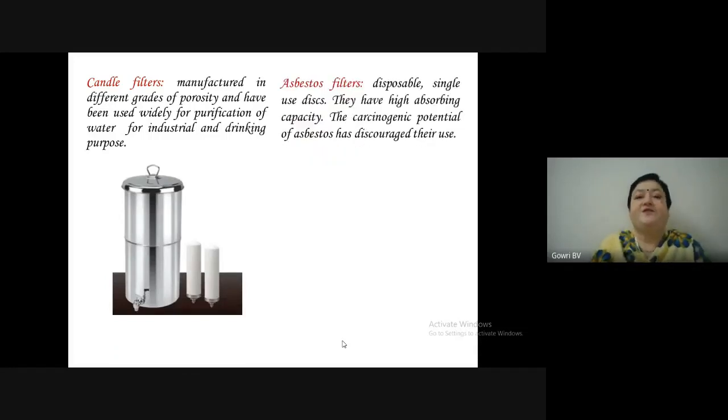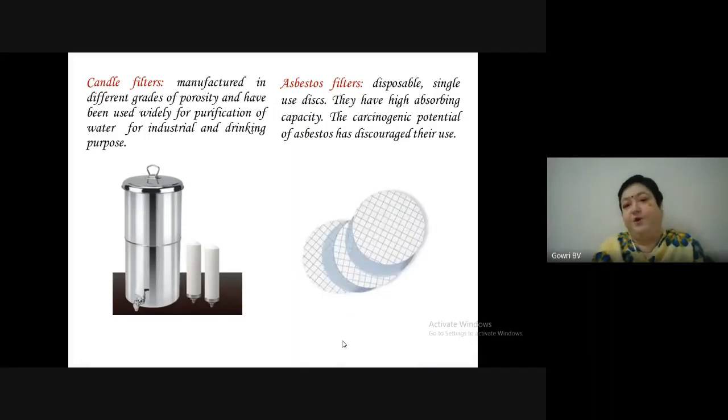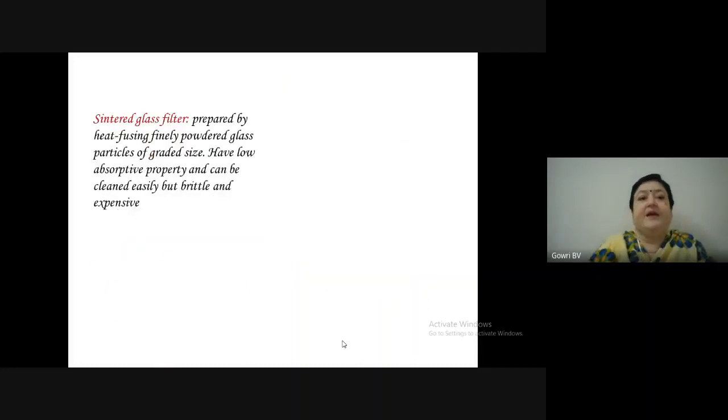The asbestos filters are disposable, single-use discs. They have high absorbing capacity. The carcinogenic potential of asbestos has discouraged their use. Of course, we have asbestos filters, which are disposable, single-use discs, carcinogenic in nature. So we have on the left extreme the candle filters, on the right extreme we have asbestos filters.